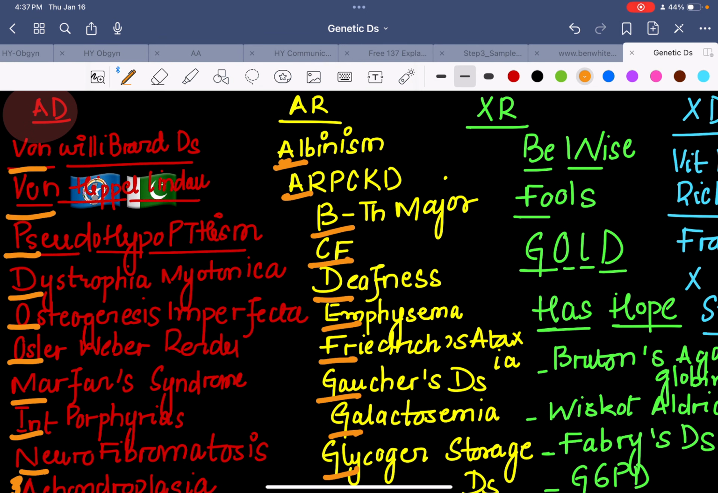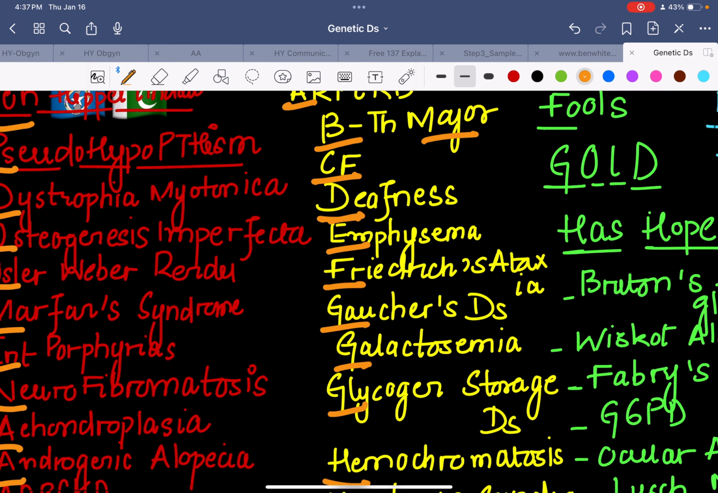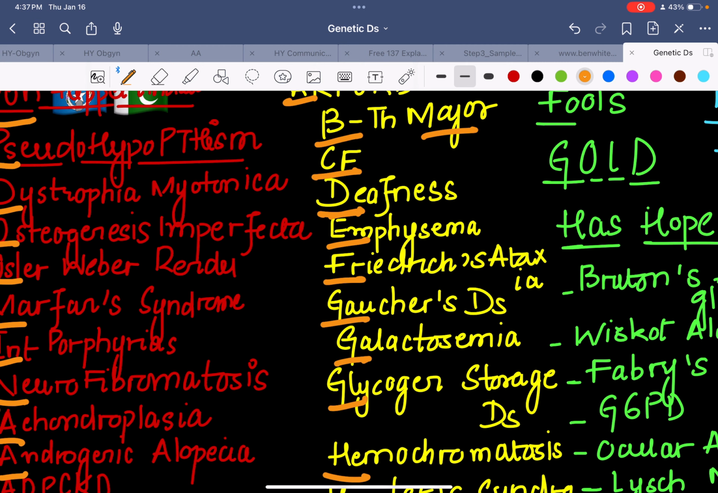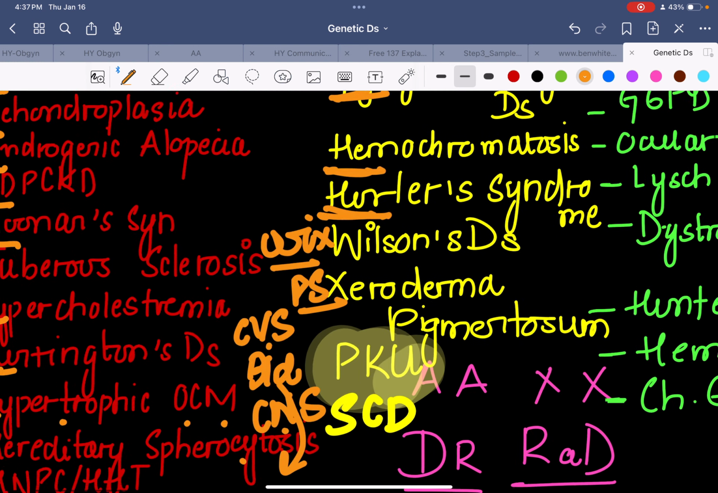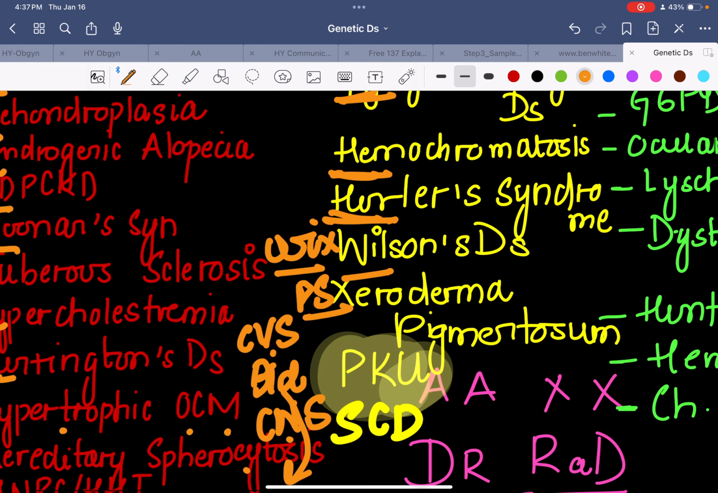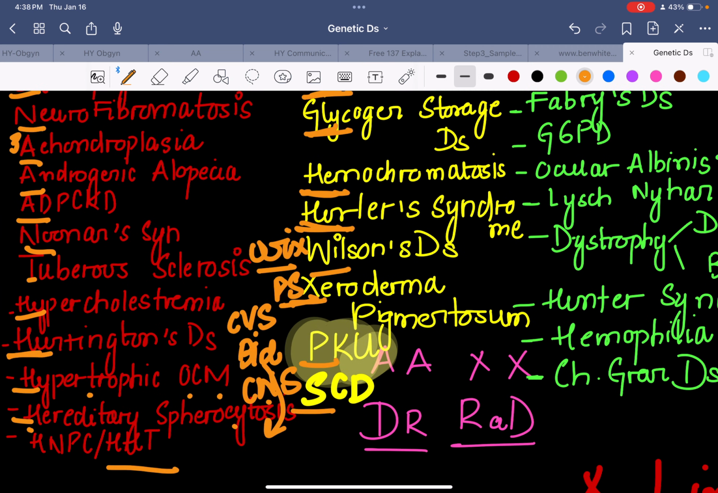So first of all would be albinism, A autosomal recessive polycystic kidney disease, B beta thalassemia major, C cystic fibrosis, D deafness, E emphysema, F Friedreich's ataxia, G Gaucher's disease, G galactosemia, G glycogen storage diseases, H hemochromatosis, H Hurler's syndrome, WI for Wilson's disease, X for xeroderma pigmentosum, and P for phenylketonuria, and S for sickle cell disease, right?